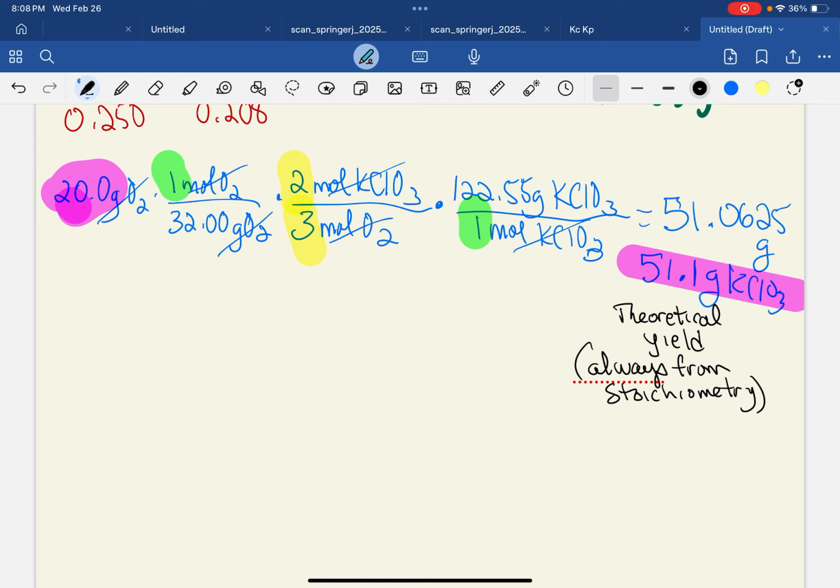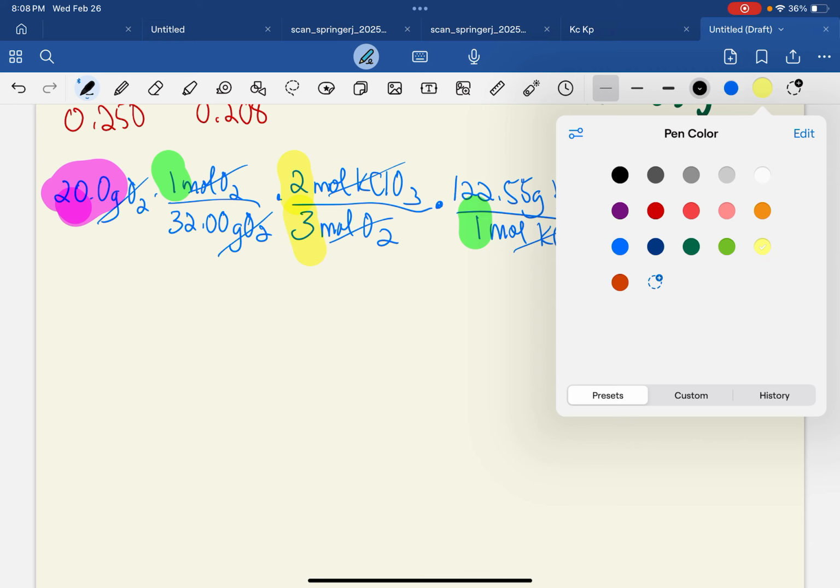Now, the problem will say something to the effect of, let's see, how can we write this? What color would we like to see? I'm thinking we haven't seen a dark green for a while.